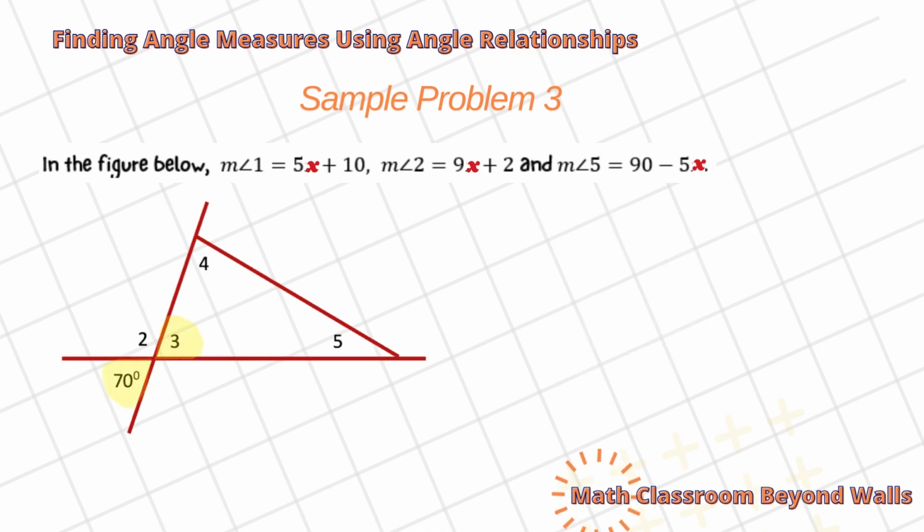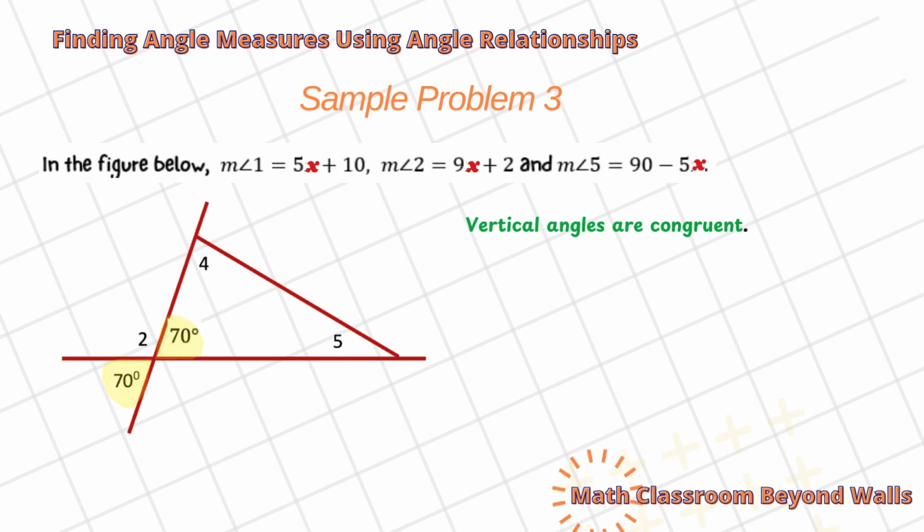Now look at the figure again. What type of angle pair are angle 1 and angle 3? Right, they're vertical angles. What do we know about their angle measures? They are congruent. So what is now the measure of angle 3? The measure of angle 3 is also 70 degrees.